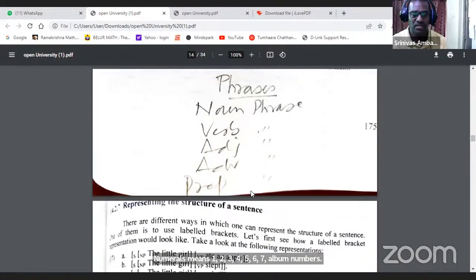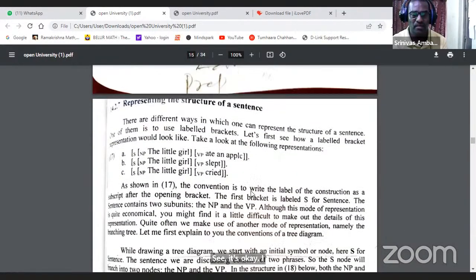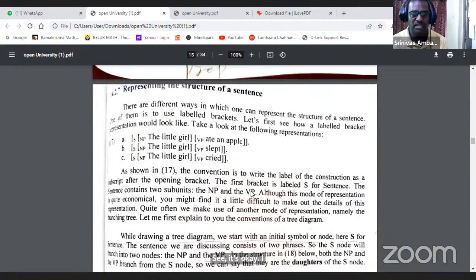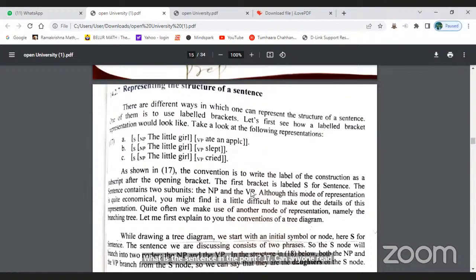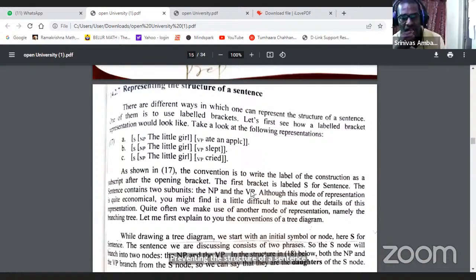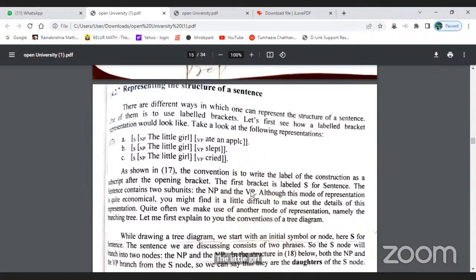See this, I just discussed. Here, try to understand this structure. What is the sentence in point 17? Can anyone read? Representing the structure of a sentence. Only the example. The little girl ate an apple. Ate an apple.